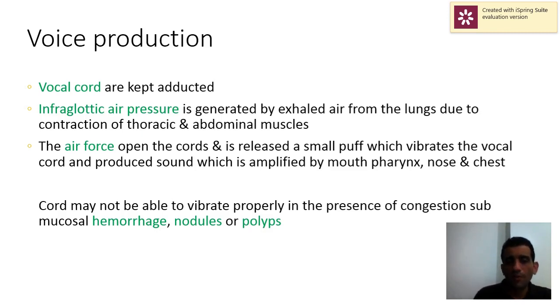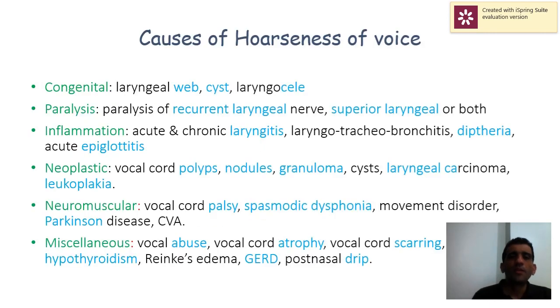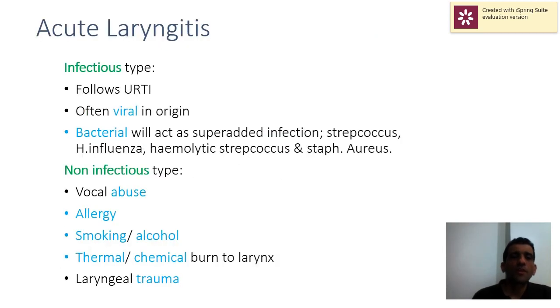The cord may not be able to vibrate, probably in the presence of congestion, submucosal hemorrhage, nodules, and polyps. There are different causes of hoarseness of voice: congenital, inflammatory, neoplastic, neuromuscular, and miscellaneous causes.